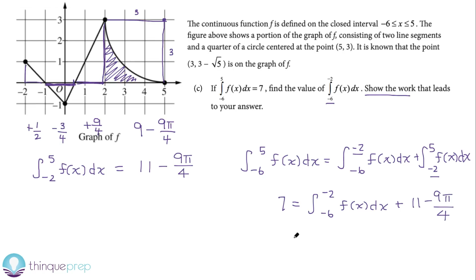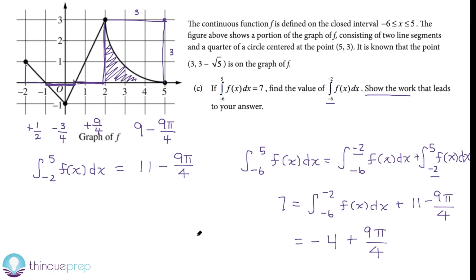And then when you rewrite the equation, you should get that the whole area is equal to negative 4 plus 9 pi over 4. And that's your answer for part A.